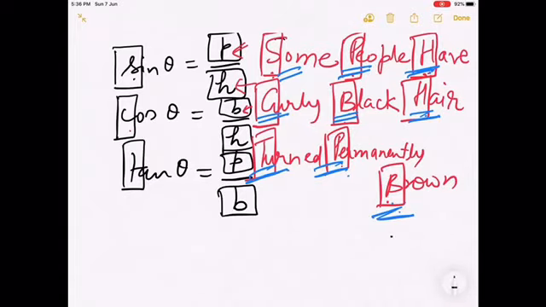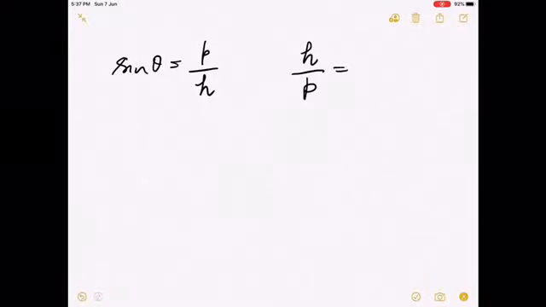Now next let us consider the reciprocal of these ratios. As I told you, sine theta is perpendicular upon hypotenuse, but sometimes in the question perpendicular upon hypotenuse is not given, but instead we are given hypotenuse upon perpendicular. Now hypotenuse upon perpendicular I can also write as 1 upon sine theta. If sine theta is perpendicular upon hypotenuse, then hypotenuse upon perpendicular will become 1 upon sine theta.